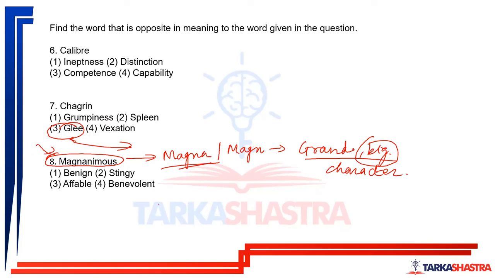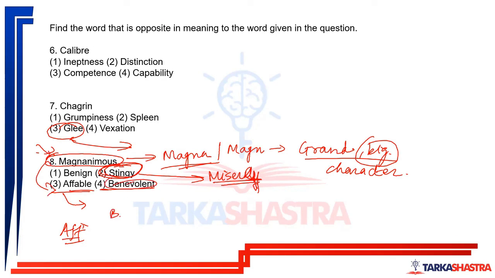The opposite of it should be stingy. Why? Because stingy means people who are very miserly, or people who are very concerned about small things. So when we say magnanimous, stingy can be its opposite, because affable is lovable. Affection comes from AFF. So affable means something that can be loved. So it has some similarities in sense to magnanimous.